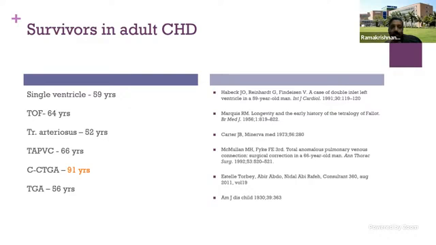But having said that, if you look at the oldest survival that is reported, and these are all unoperated: single ventricle, 59 years; TOF, 64; truncus arteriosus, 52 years; TAPVC unoperated, 66 years; and look at CCTGA, it is 91 years; and TGA unoperated is 56 years. So even then, in rare forms and rare diseases, such adult survivals are well known. Maybe some other case report would have come; I haven't checked for the last 1 or 2 years, and I think it would have extended. But many of them are in the 50s and 60s.